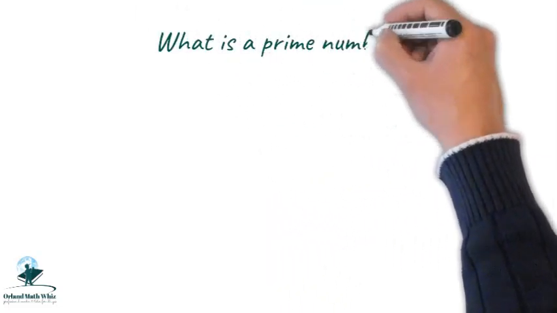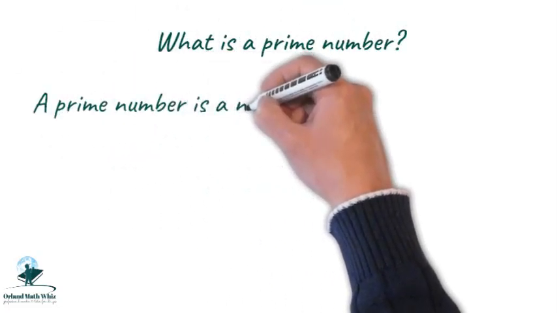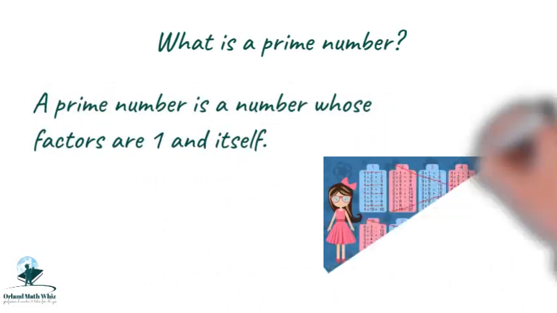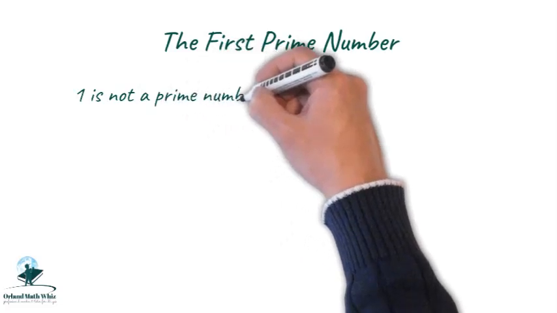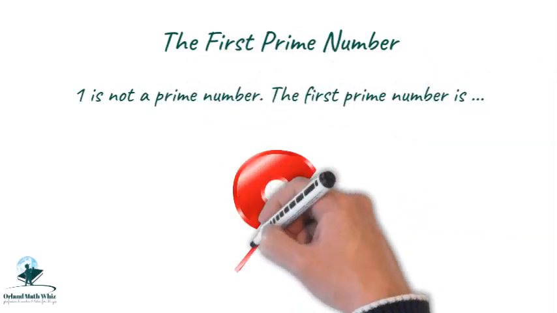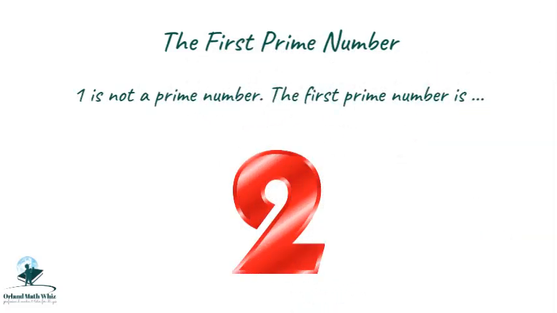What is a prime number? A prime number is a number whose factors can only be 1 and itself. You may think that the number 1 is a prime number, but it's not. In fact, the first prime number is 2.